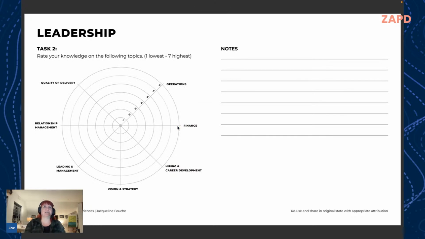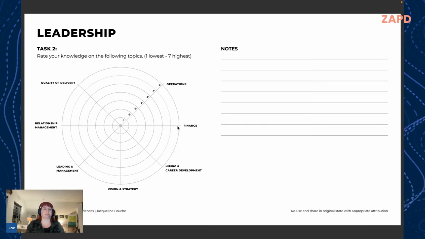Great. So next part is leadership. How do you rate yourself, your lived experience, on operations, finance, hiring and career development, vision and strategy, leading and management, relationship management, and quality of delivery? Interesting questions there. Anything that stands out to you?